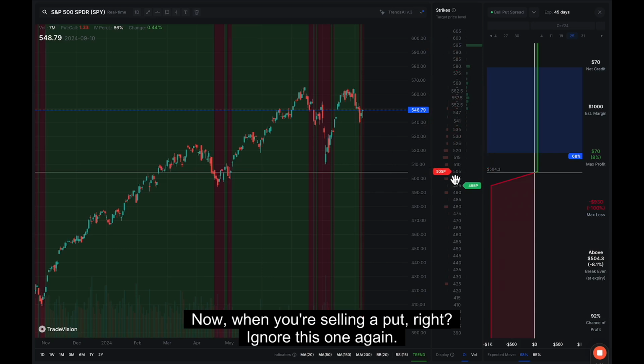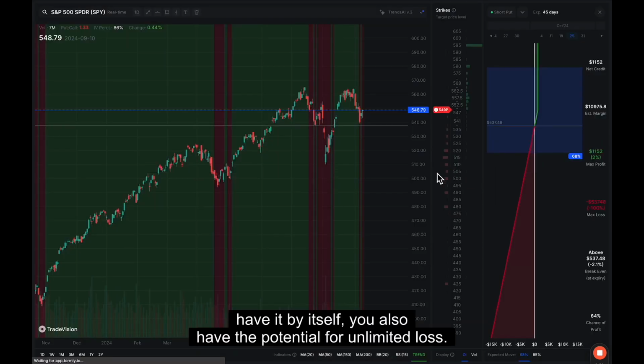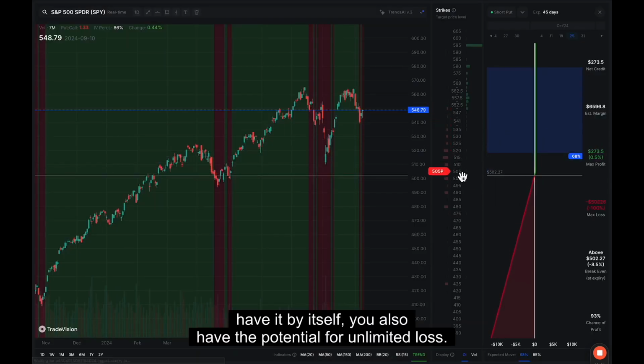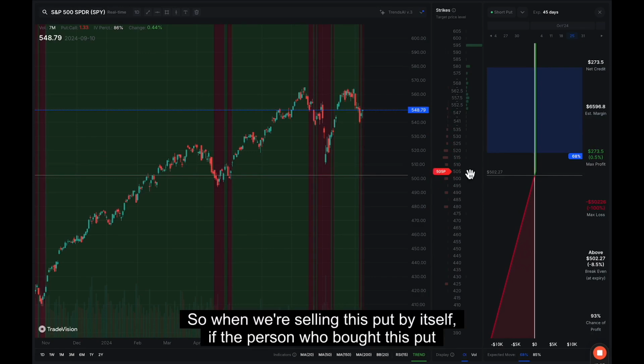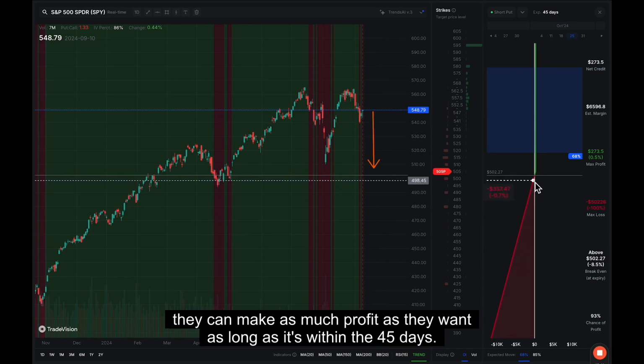Now, when you're selling a put, right, ignore this one again. Let's go to the short put because that's the terminology for it. When you just have it by itself, you also have the potential for unlimited loss. Okay, so when we're selling this put by itself, right, if the person who bought this put from me, if SPY actually does come down pretty hard, they can make as much profit as they want as long as it's within the 45 days.